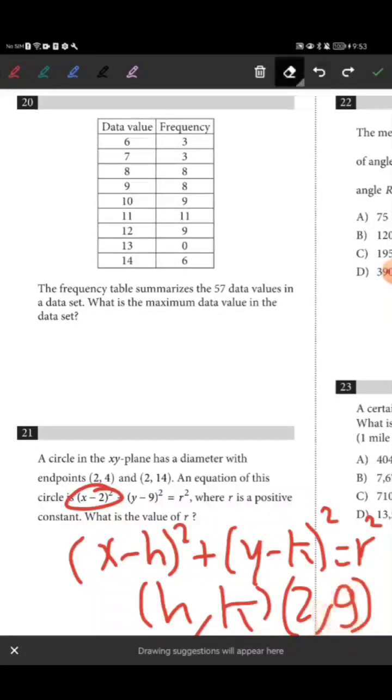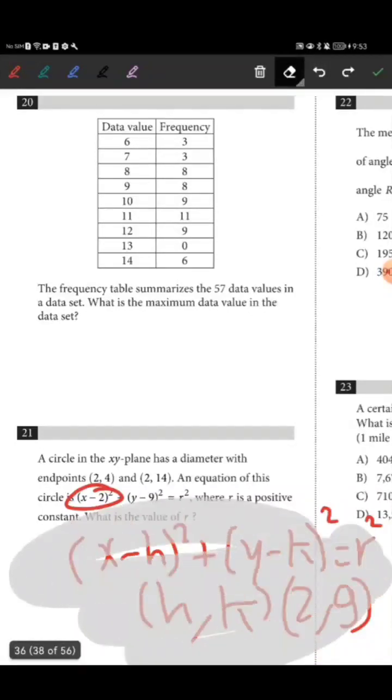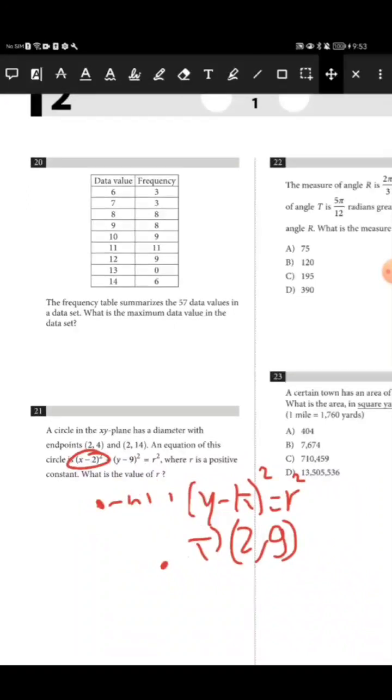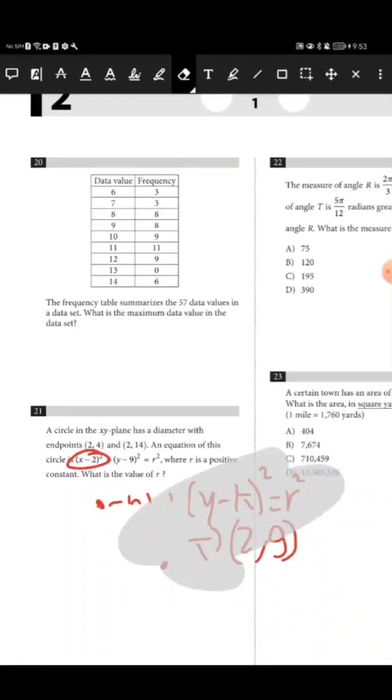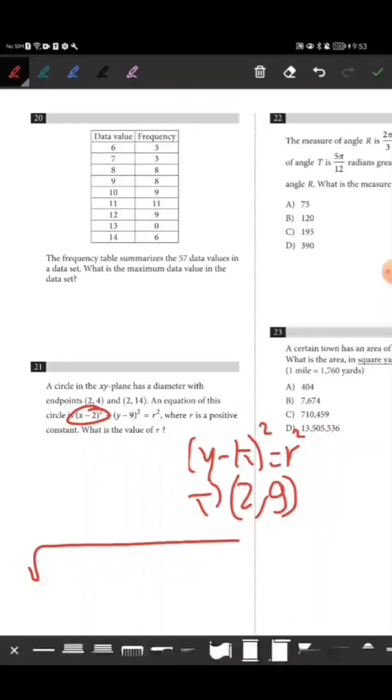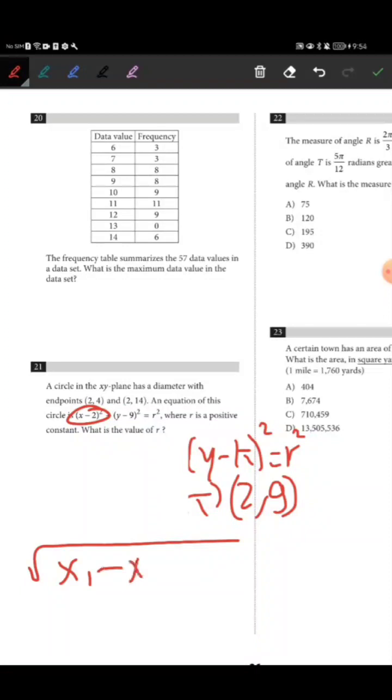The distance formula is the square root of x1 minus x2 to the power 2 plus y1 minus y2 to the power 2.